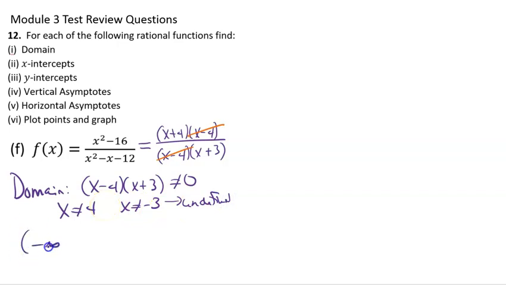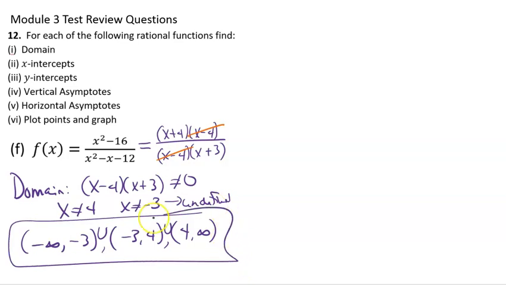Well, we're defined between -infinity and -3. And we pick back up again from -3 to 4, and pick back up one more time from 4 to infinity. So you could put commas or the union symbol. Both is not required. That is your domain in interval notation.